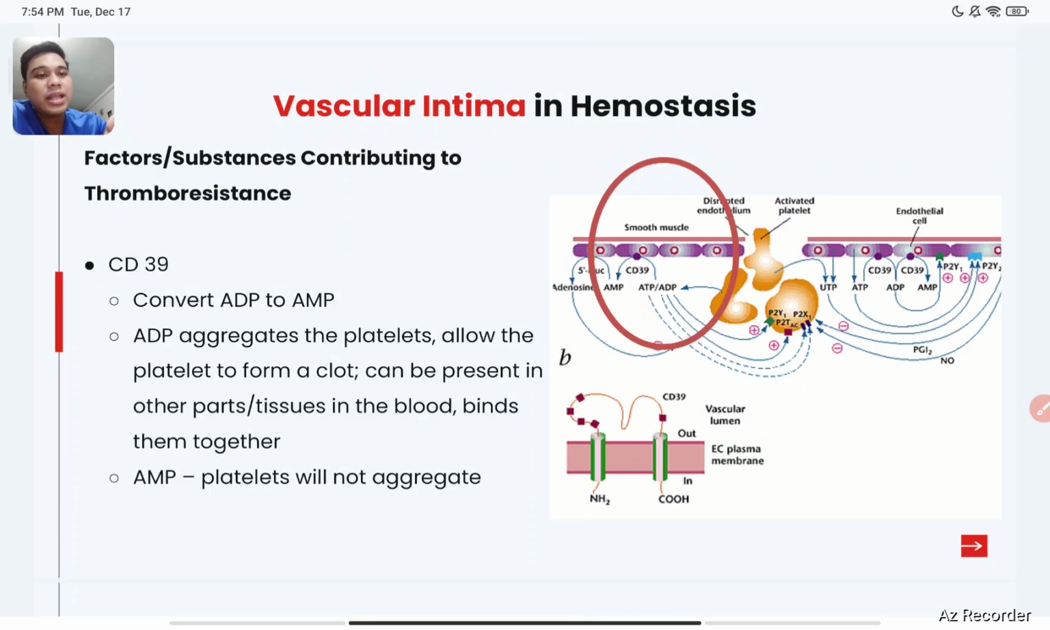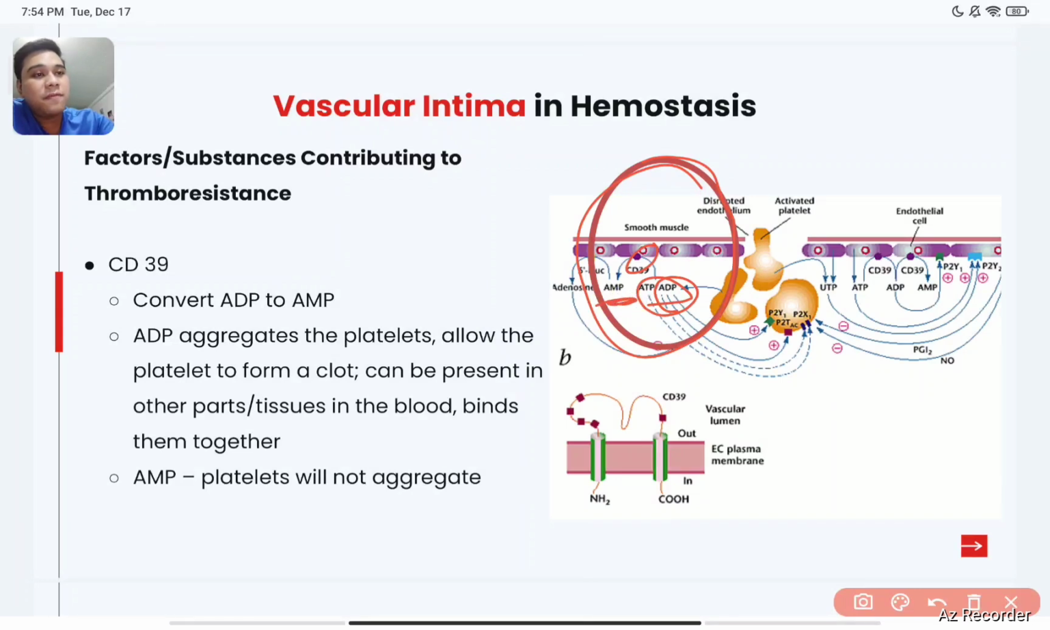So, ADP aggregates the platelets, allowing the platelets to form a clot, and can be present in other parts or tissues in the blood, binding them together. So in the presence of AMP, platelets will not aggregate. That's why, as you can see here in the picture, ATP or ADP, in the presence of CD39, will be converted now to AMP.